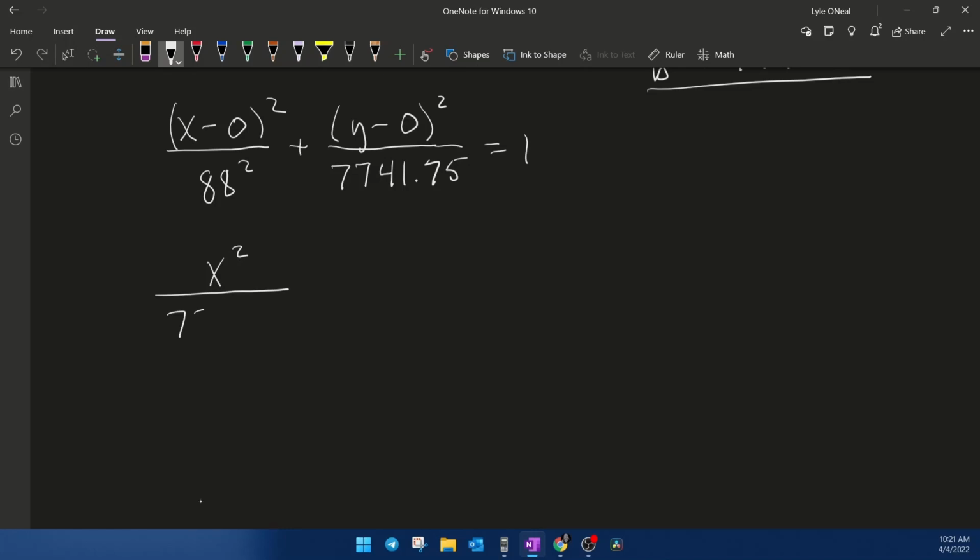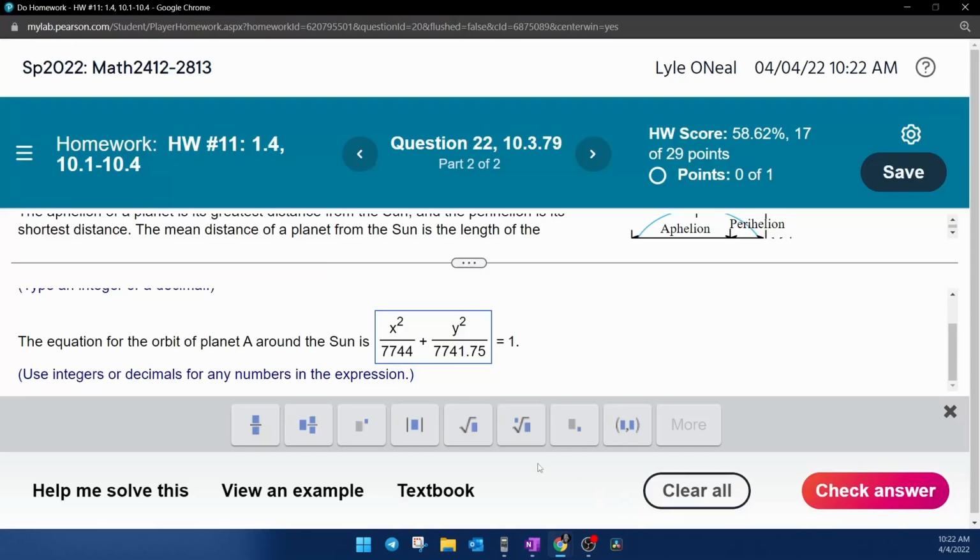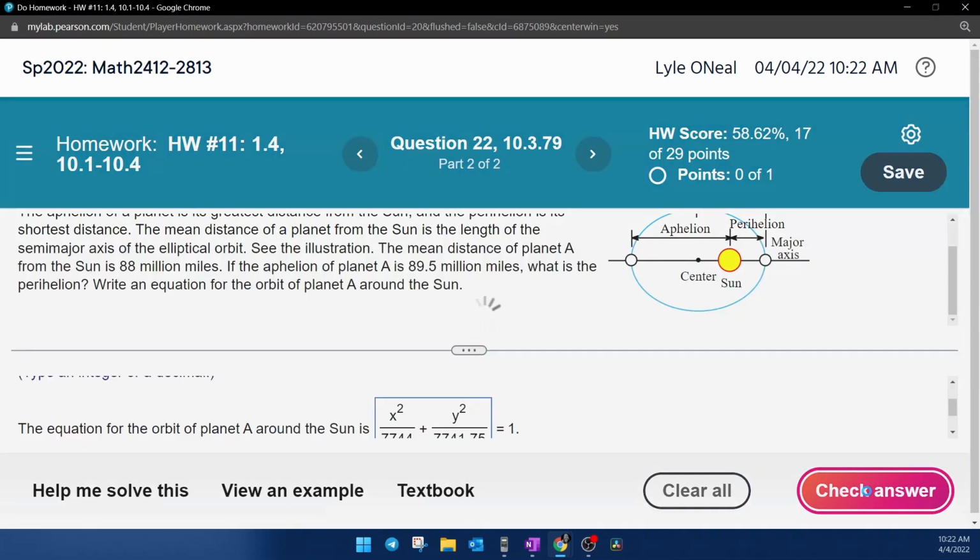And then if we simplify, x minus 0 is just x squared over 88 squared, which is 7,744, plus y minus 0 is just y squared over 7,741.75, equals 1. And remember, we only need to input the left-hand side. Let's go see how we did. And so inputting our answer, making sure that we follow the instructions, and it does say to use integers or decimals, so this should be appropriate as long as it's correct.